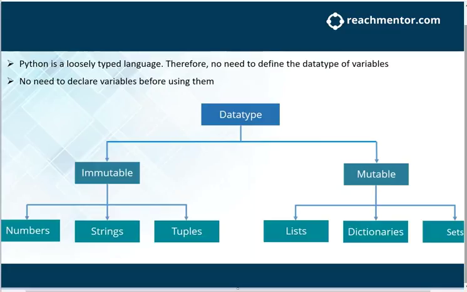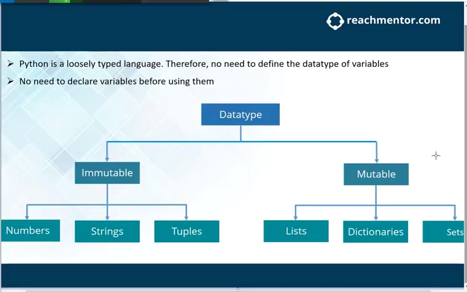As per the definition, a tuple is a sequence of immutable Python objects. It's just like a list. The only difference between a list and a tuple is that a list can be changed, but a tuple cannot be changed. Also, a list uses square brackets, whereas tuples use parentheses.